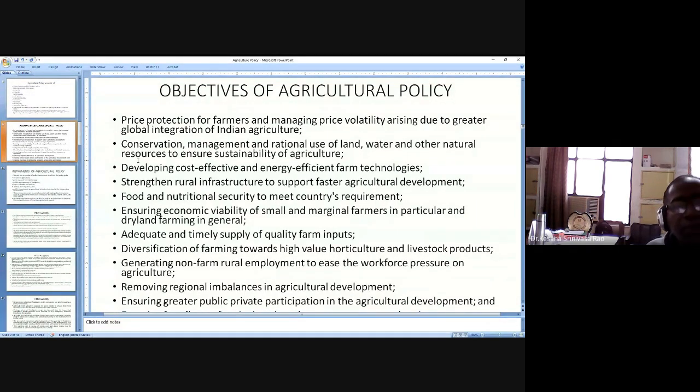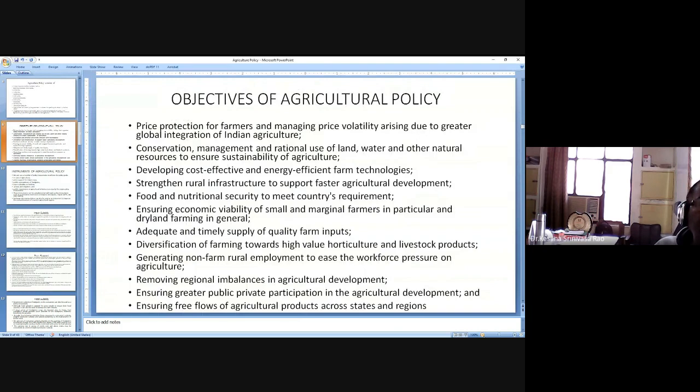The main objectives which are covered under this agriculture policy: price protection for farmers and managing price volatility arising due to greater global integration of Indian agriculture. This is one of the major important things. In the recent past, since the economy opened up, price protection for farmers and managing price volatility has become very important.